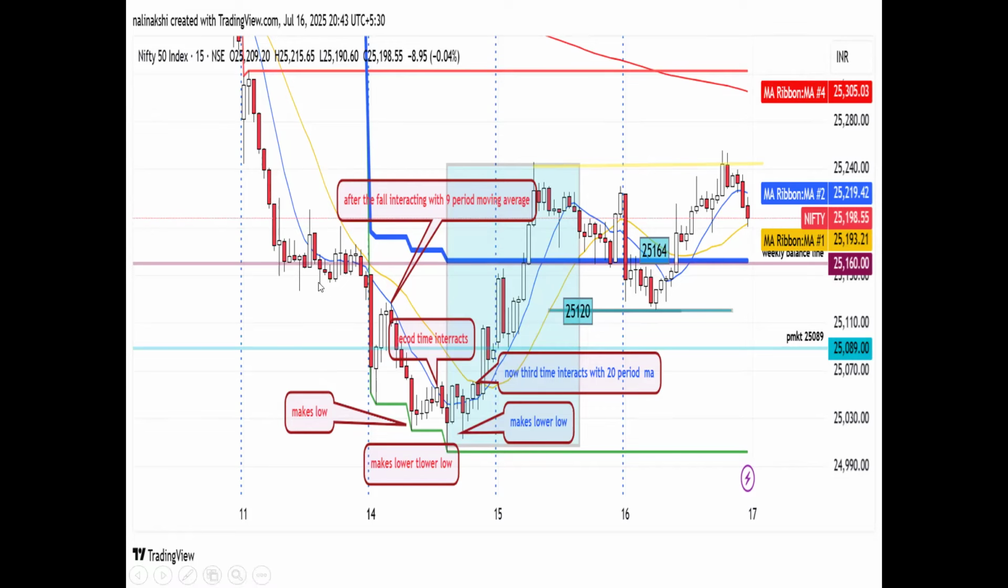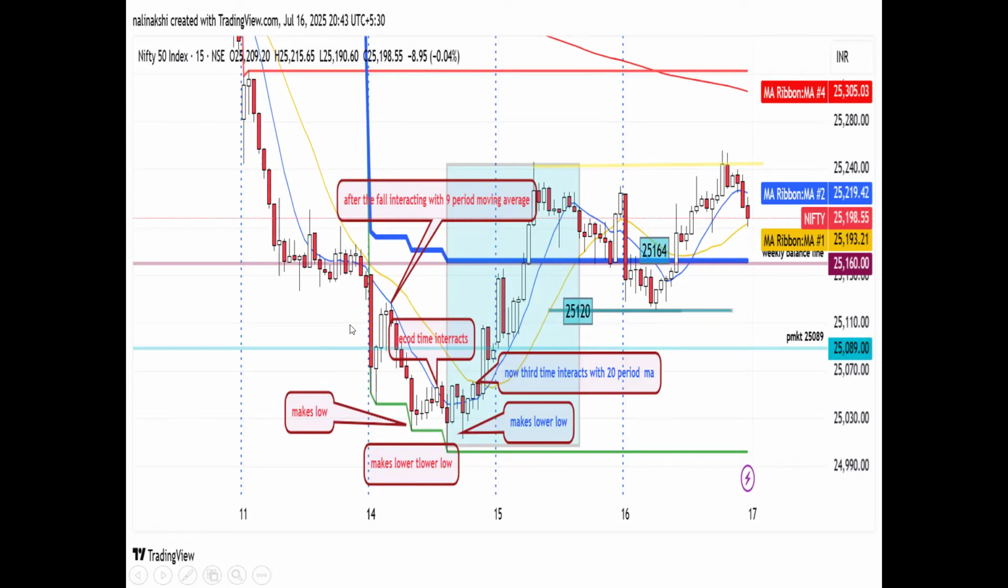It made a lower low and then while retracing back, it did not make a higher high. Still a lower high. That indicated weakness. Even though price interacted with the 9 period moving average and 20 period moving average, the price action suggested that there is more to come. So it followed through on Monday with a downfall.